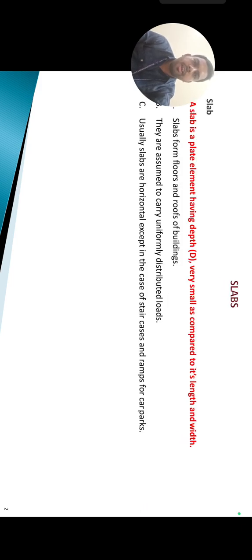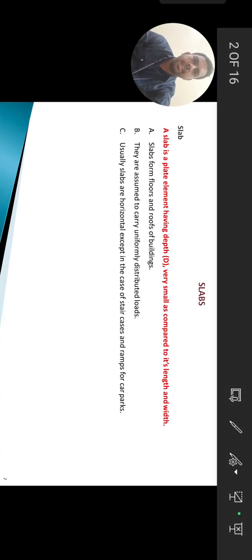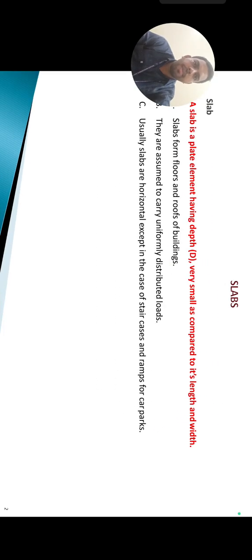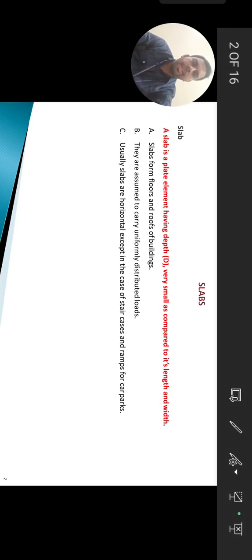We have already completed two units. Now we are coming to the third unit, that is design of slabs. A slab is a structural element that has a greater depth and is small compared to its length and width. Slabs form the floors and roofs of a building.